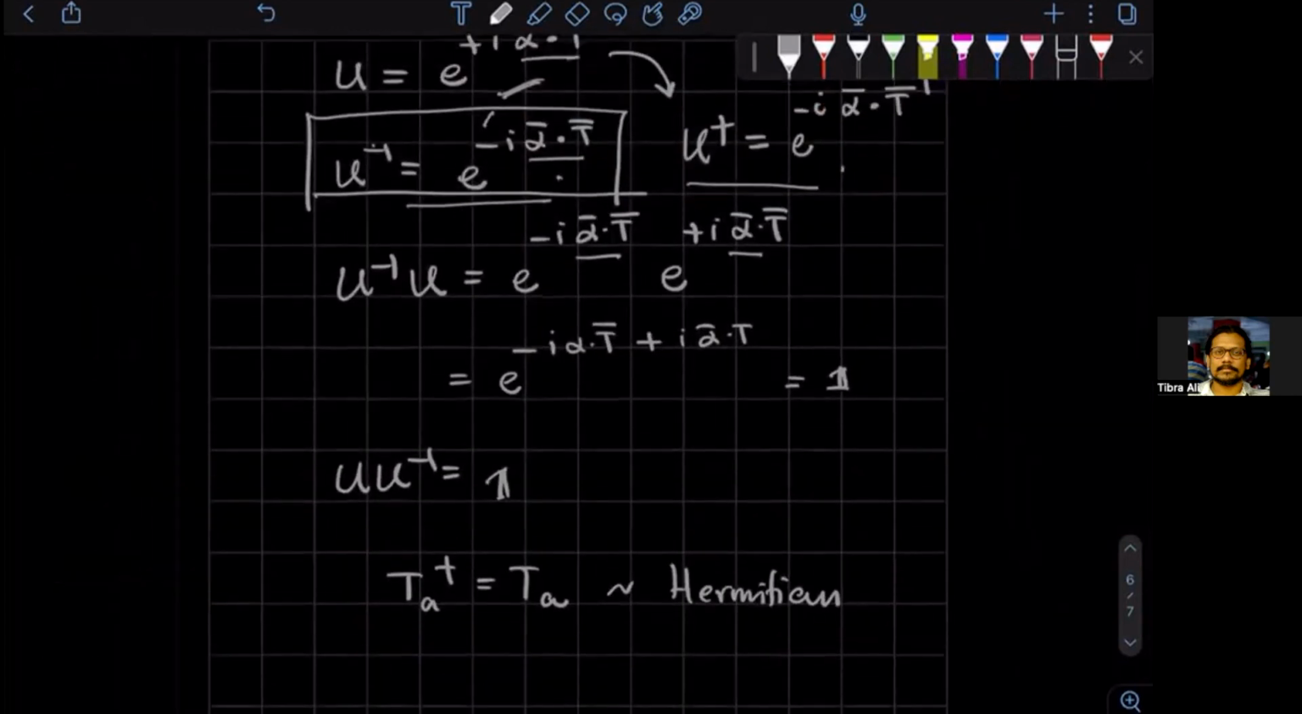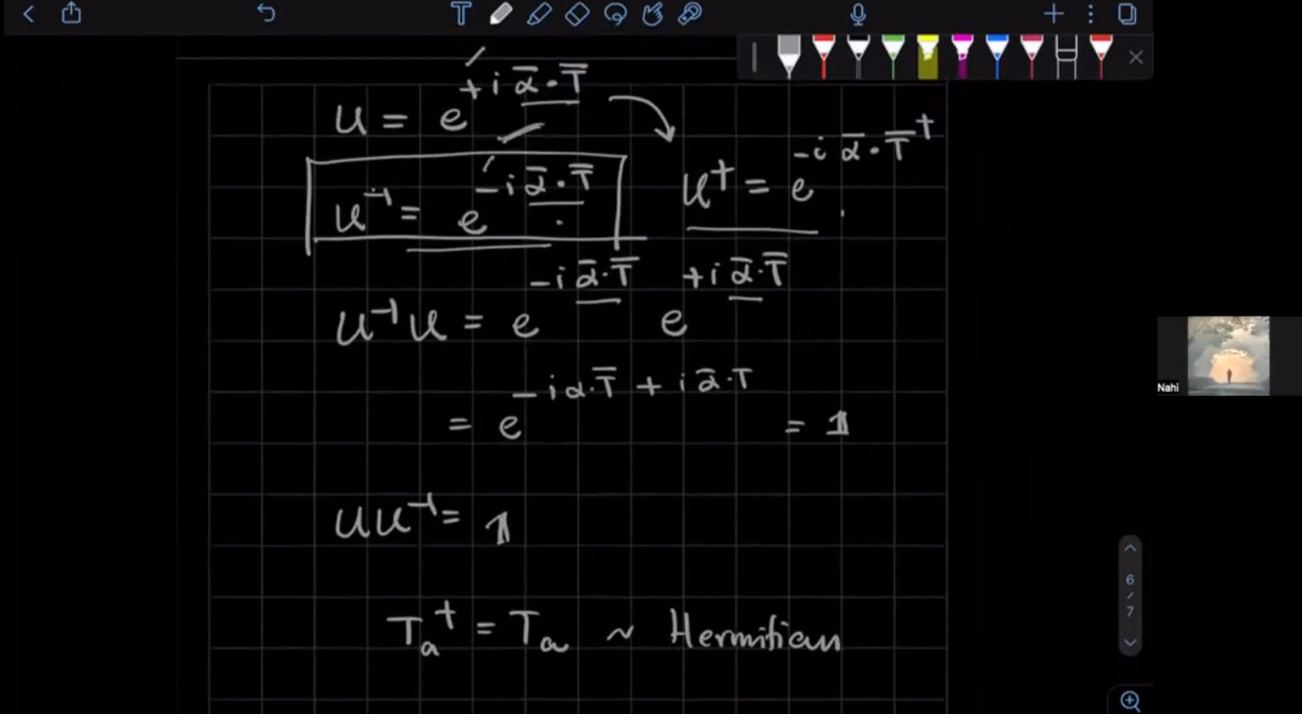Sir, can any element of SU2 be necessarily represented as the imaginary exponential of a Hermitian matrix? Yes, because SU2 is a connected group. Yeah, it doesn't have those reflections and stuff like that.